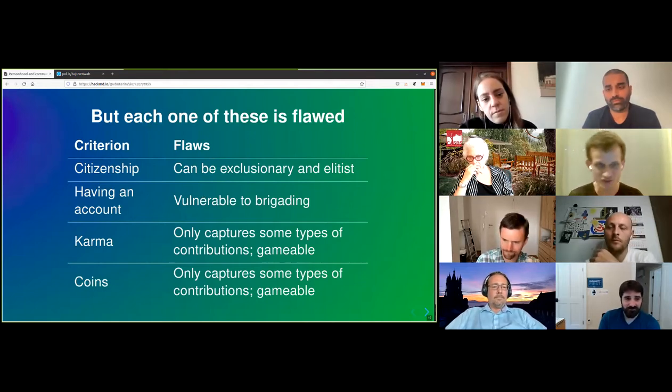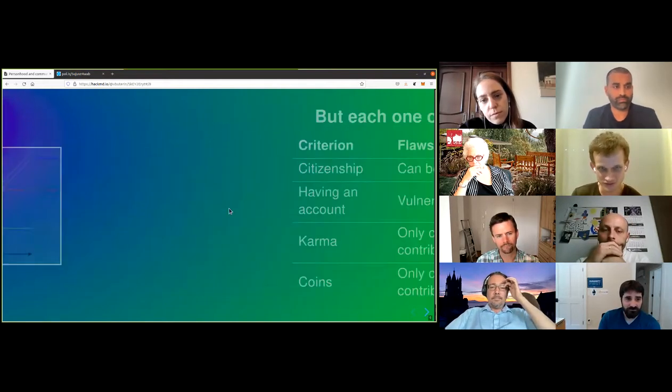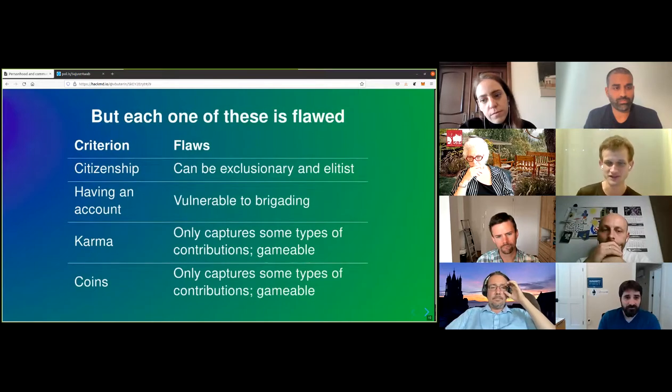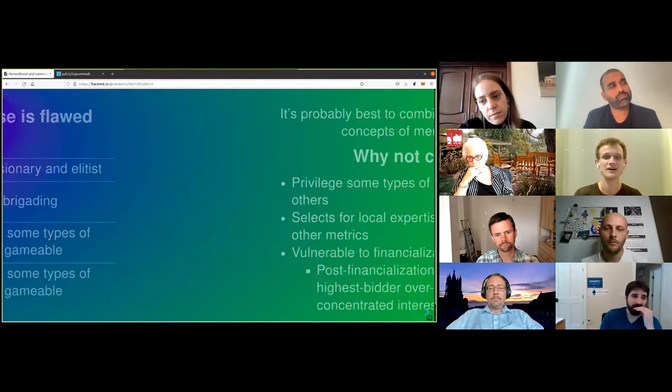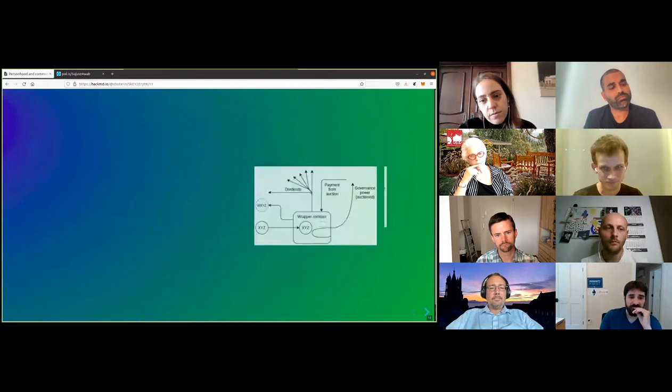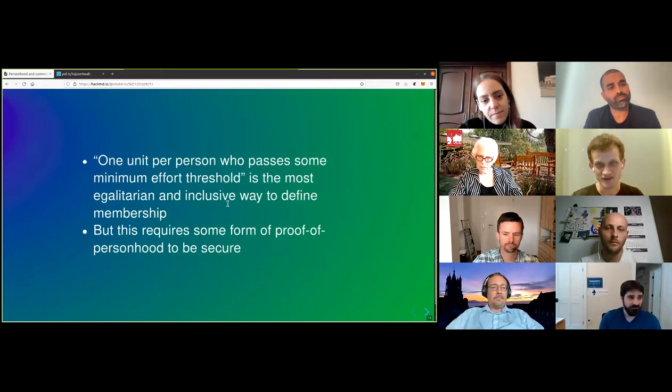So first of all, just having an account itself is useful, right? It's useful to have something that's low threshold where you still need a bit of effort, but that effort is only just the effort of caring enough to participate. Like that can be gamed, but that still delivers good results a lot of the time. So that, and it's very egalitarian, it's very inclusive, it's very easy to participate. It does require some form of proof of personhood to be secure.